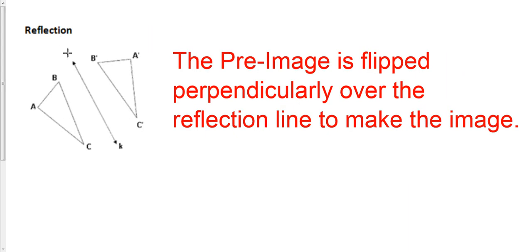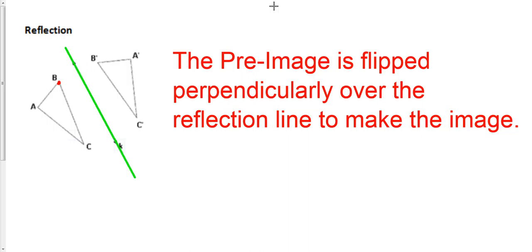Now, symmetry comes from a certain line of reflection. So a reflection is basically just a symmetrical figure. If we have our line right here, to find a reflection, we'd say the pre-image is flipped perpendicularly over the reflection line to make the image. So we have B, our regular one. To get to B prime, we would flip it perpendicularly over this line.